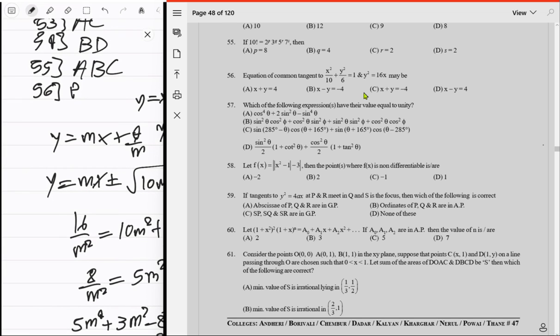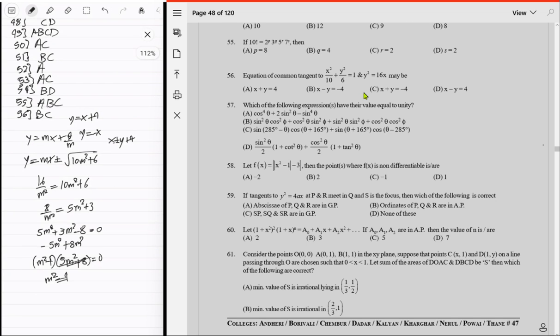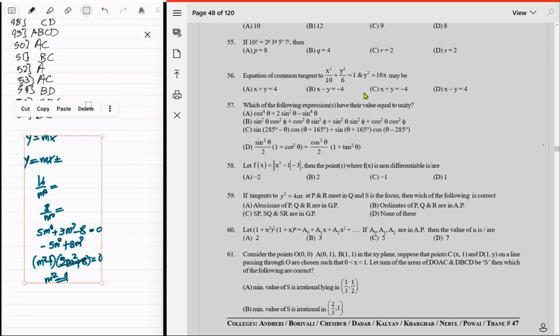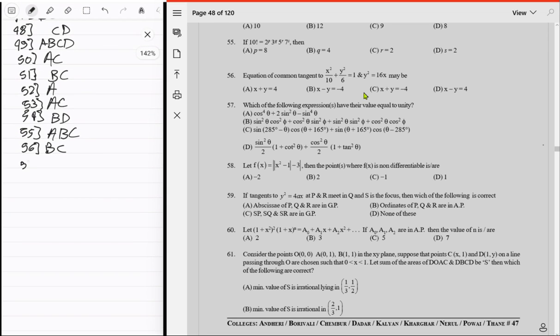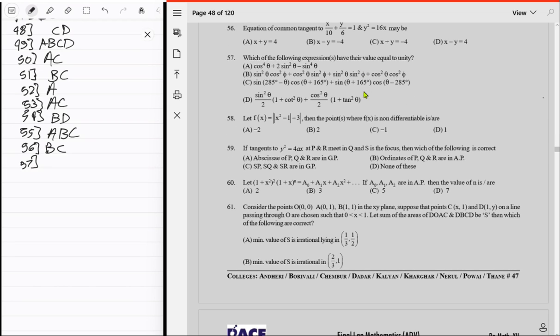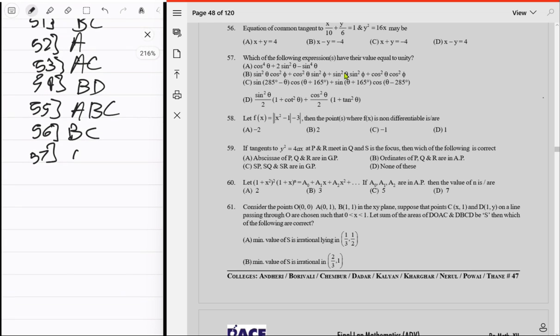Next question, 57. Which of the following expressions have their value equal to unity? This thing, c power 4 plus 2 s squared minus s power 4. What do we need? Just c squared minus s squared plus 2 s, okay, it is unity, so A is correct. This is very easy. Sin square theta, sin square 5, take sin square theta common, and we just get sin square theta here, which is 1, so B is also going to work, right.